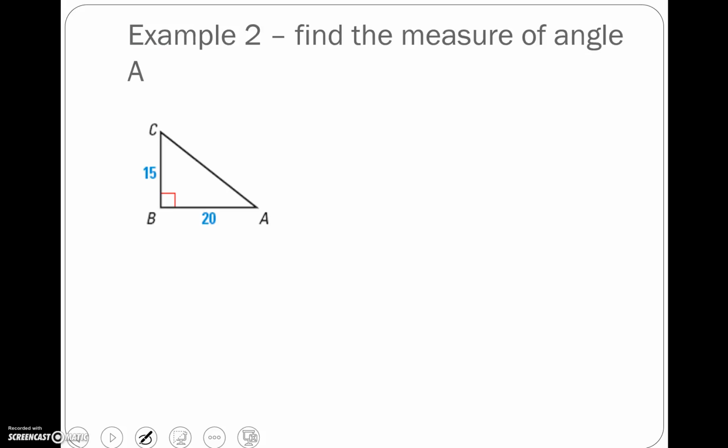So we're trying to find the measure of this acute angle A. We already know what B is, okay? So when you're doing this, you want to identify, well, what am I given? So the 15 is my opposite, and the 20 is my adjacent. And so when I go through my sine, cosine, and tangent, which one uses opposite and adjacent? Thinking back, we have sine is opposite over hypotenuse, cosine is adjacent over hypotenuse, tangent is opposite over adjacent, and so that's the one I want to use. Okay, I see that opposite over adjacent.